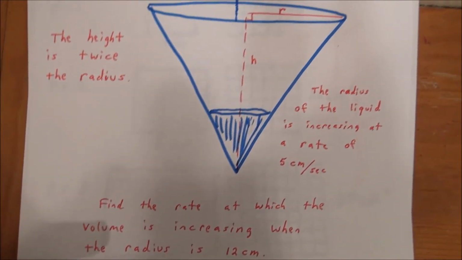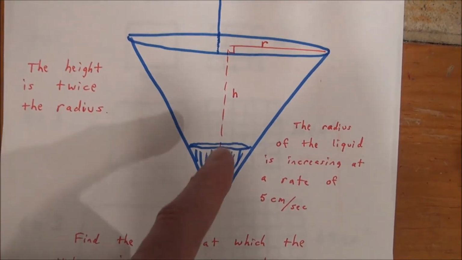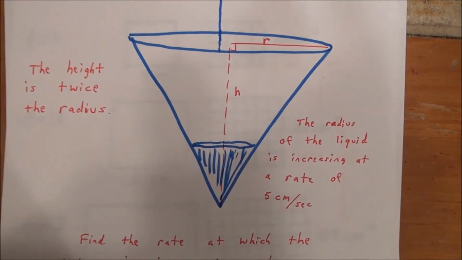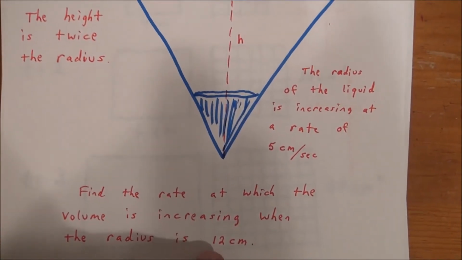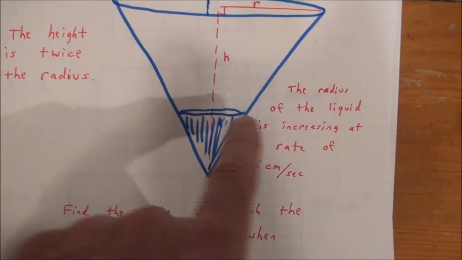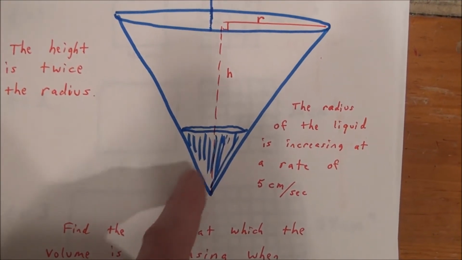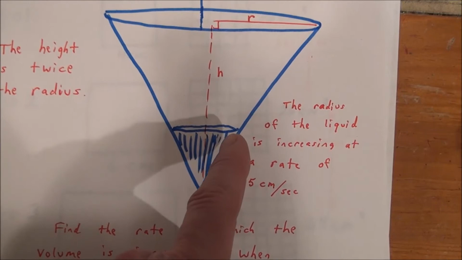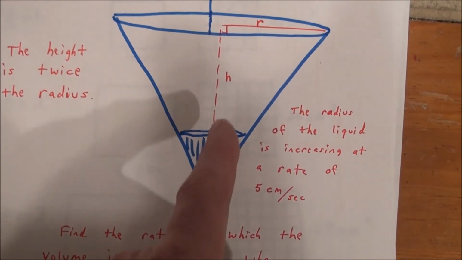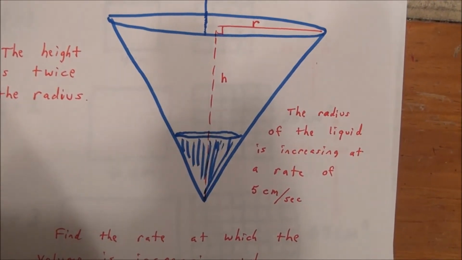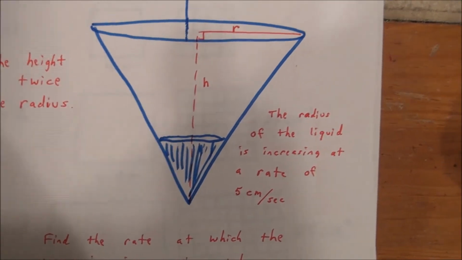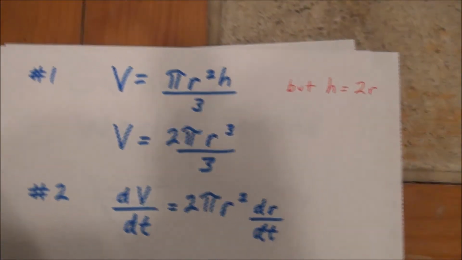So we're going to try to figure out how fast the water is filling up, what's happening to the volume at that moment in time when we're at 12 centimeters for our radius of the liquid, and we know that the radius is increasing by 5 centimeters per second. By the way, that means that the height of the liquid is increasing by twice that, 10 centimeters per second. Well, all we need to do is follow our steps.